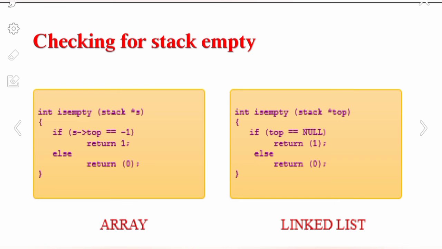To check whether the stack is full or not, just reverse these values. We have to check whether the top equals maximum size -1. If it satisfies, then return 1, or else return 0. So for the stack full check, the stack's maximum index is maximum size -1, right? So if top equals maximum size -1, the stack is full, or else it is false.